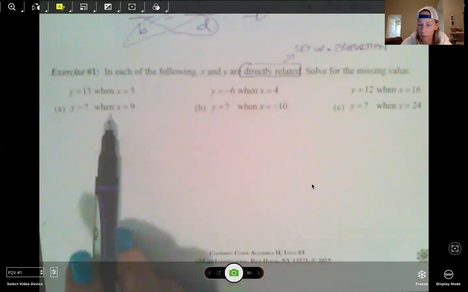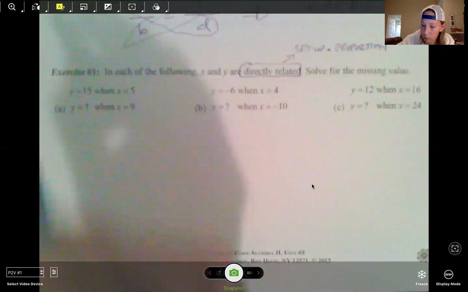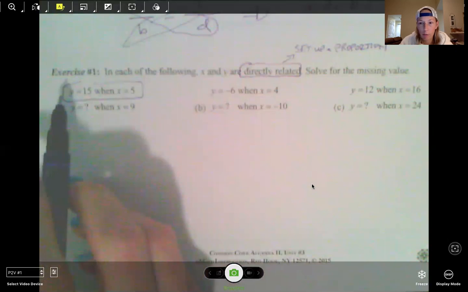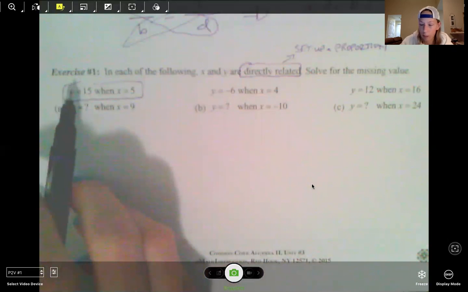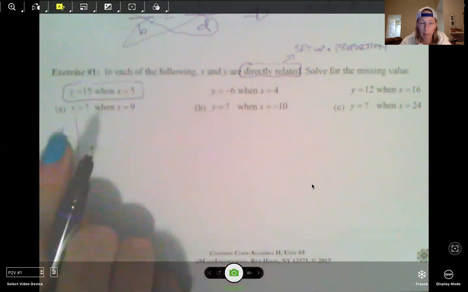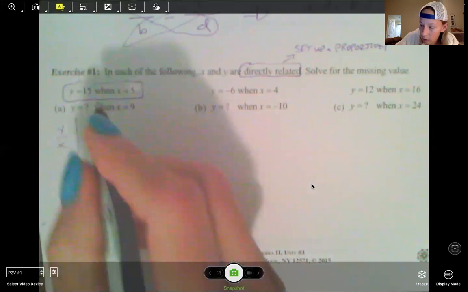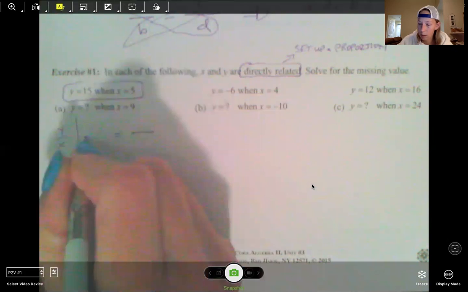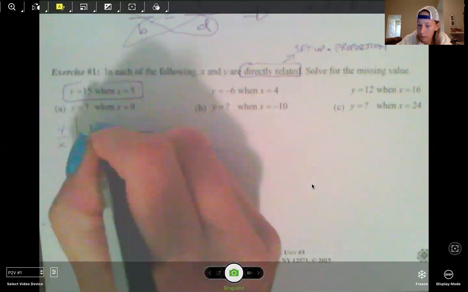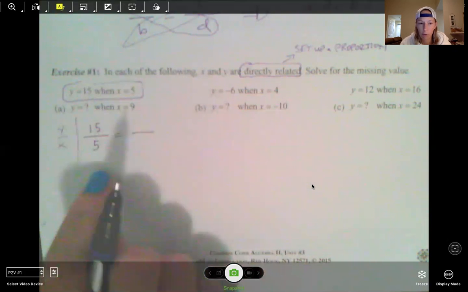For example, in A, it says y equals 15 when x equals 5. So this is one of our ratios. I always do it based off of what they say first. If they say y first and then x, I draw my map of what I'm going to put on the top and what I'm going to put on the bottom of my fractions. When they say y is 15, y goes on the top. When x is 5, that means 5 goes with 15. So that's one of your fractions.